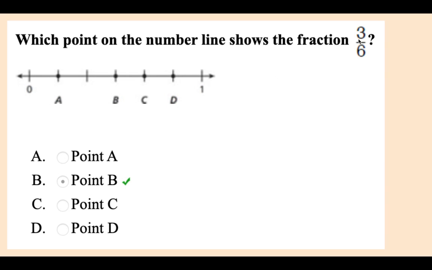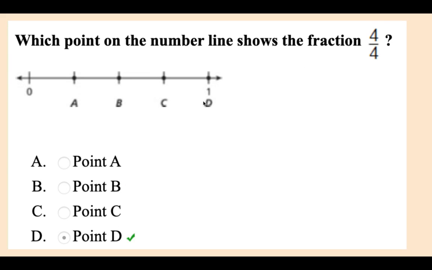On this one, we're looking for 3/6. First, I'm going to check that my denominator is 6 spaces. 1, 2, 3, 4, 5, 6. Then I'm going to start at 0 and hop 3 times to get the numerator of 3 spaces. 1, 2, 3. That's point B.